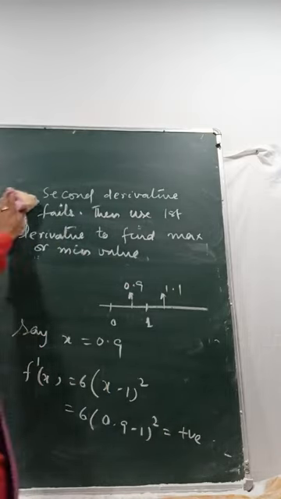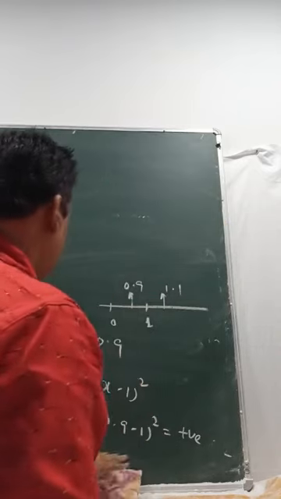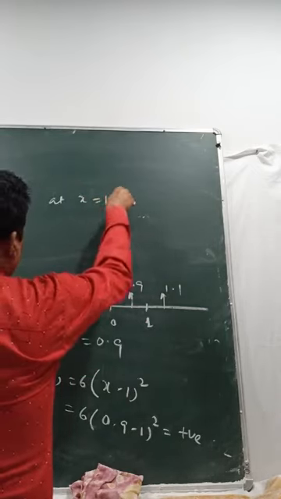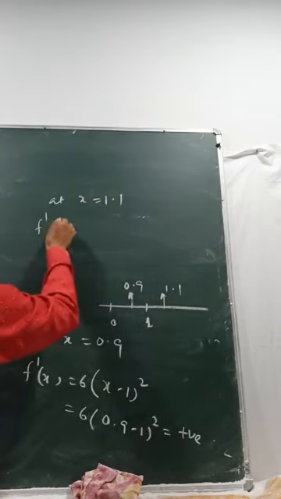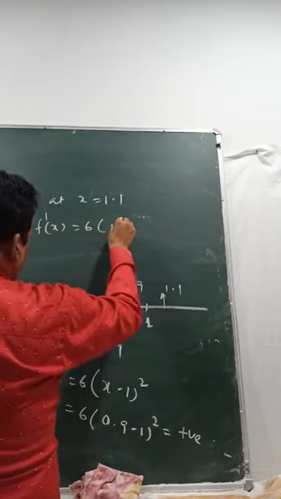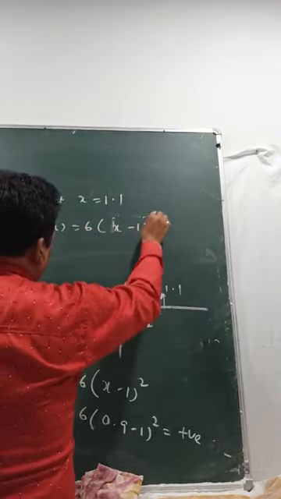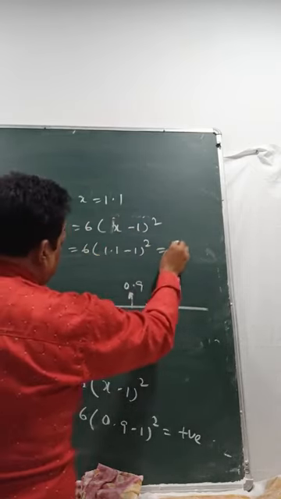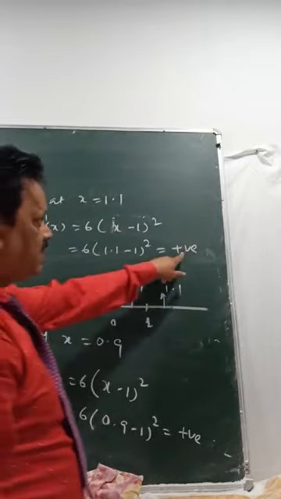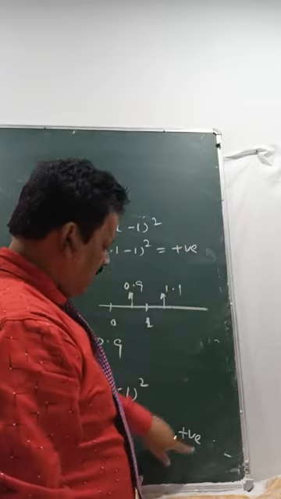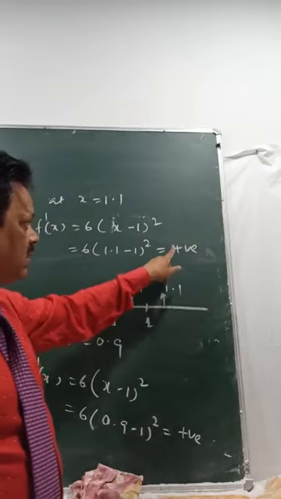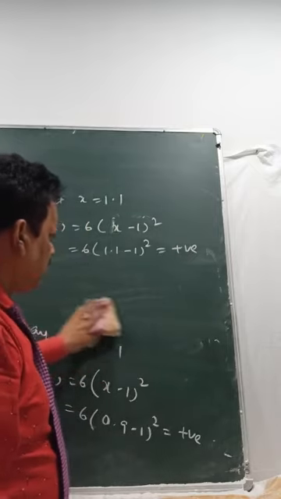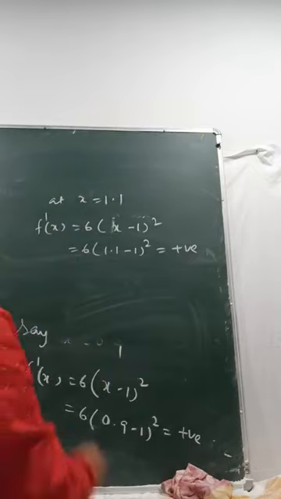Go to the right hand side, then at x equals 1.1, your f dash x is 6 into (x minus 1) whole square, 6 into (1.1 minus 1) whole square, that is again positive. So there is no change of sign, neither positive to negative nor negative to positive. When there is no change of sign, there is no maximum or no minimum value.